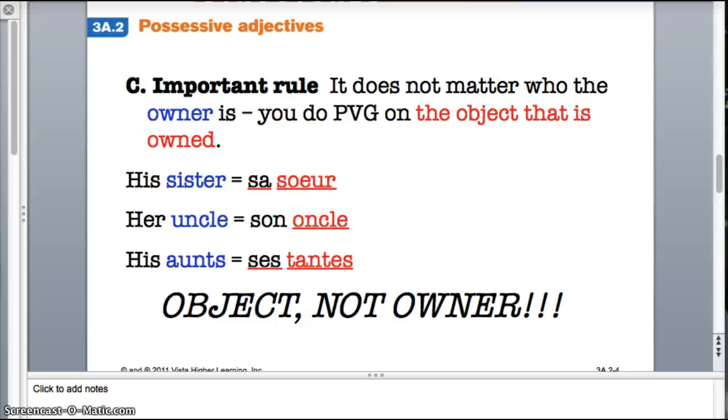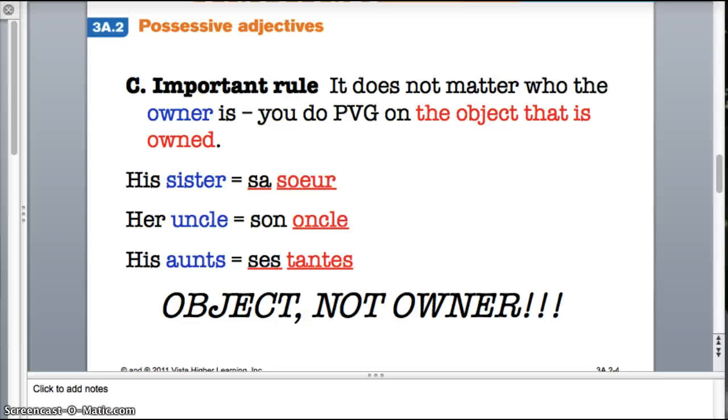So his sister is sa sœur. Sa is the feminine form of his because the sister is feminine. For her uncle, you have son oncle. This is a masculine and singular uncle. It does not matter that her, whoever she is, is a female. His aunts, it's the aunts that are plural, and that's what you have to reflect when you choose your possessive adjective.